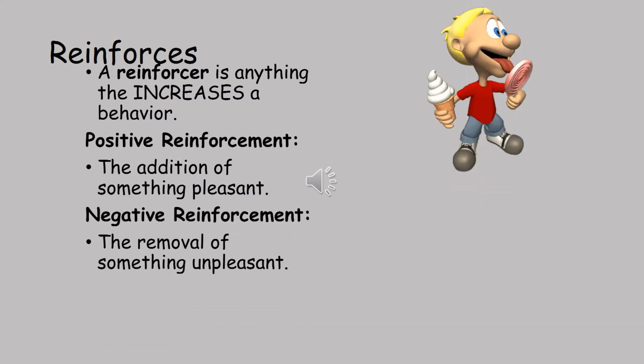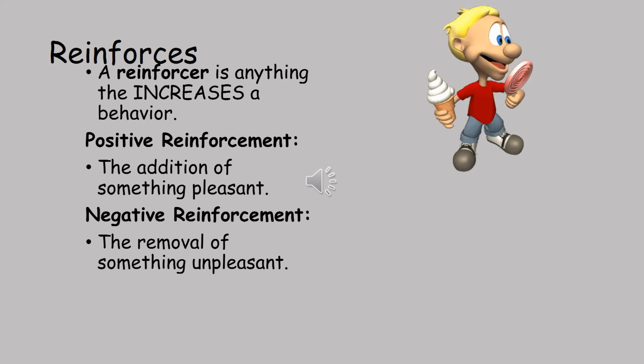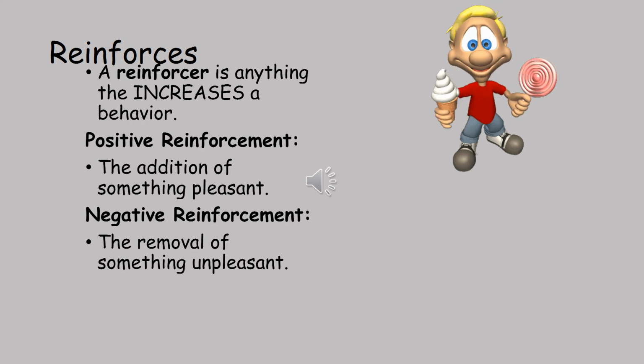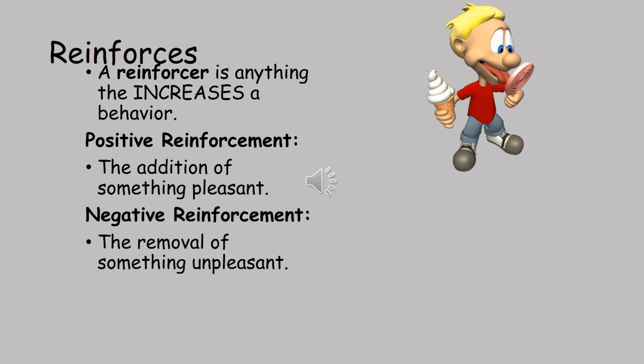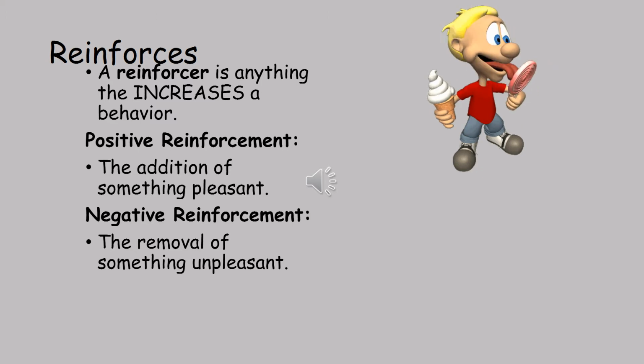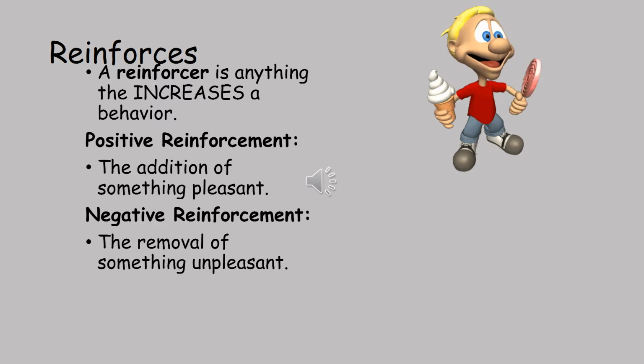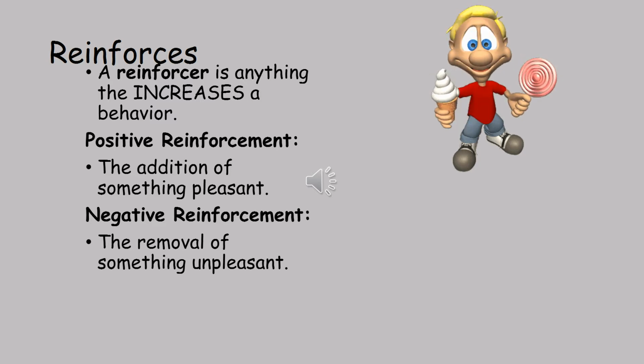So a reinforcer is anything that increases or strengthens a behavior, some type of reward. There are two types of reinforcers: positive reinforcer and negative reinforcer. As you can see, a positive reinforcement is adding something pleasant in order to strengthen a behavior. So if you have a young child and you would like them to clean their room, you may offer them a treat, cookies or ice cream, in order to get them to clean their room. Therefore, you're adding something pleasant.